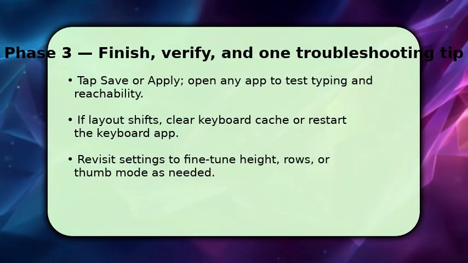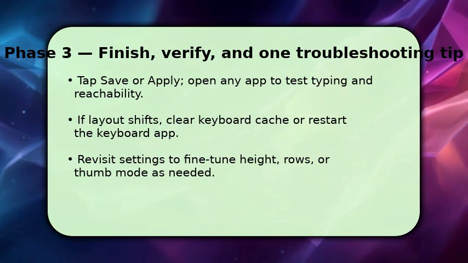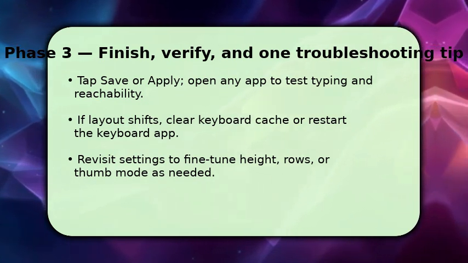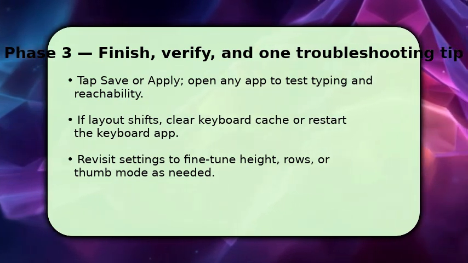Finish by applying your changes and then open a messaging app to test typing speed, visibility, and thumb reach. If keys overlap or the layout looks wrong, try clearing the keyboard app cache or force stop and restart the app. That often resolves display glitches.